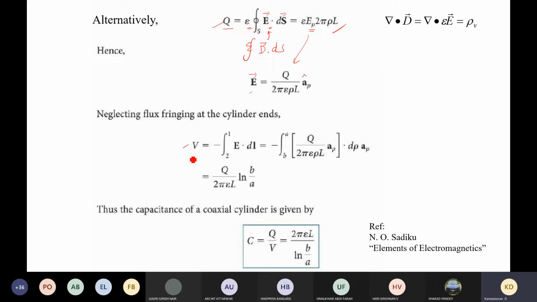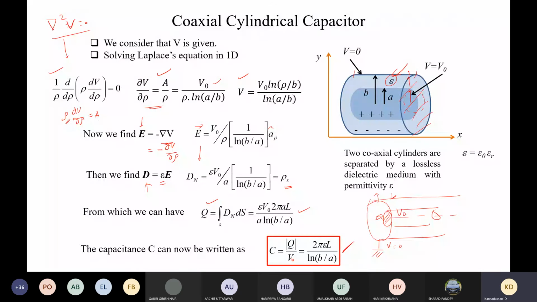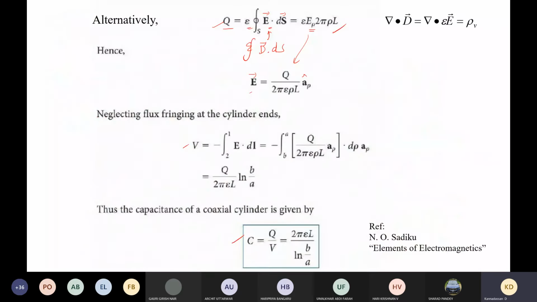Once you know the electric field, you can calculate the voltage. And in this way, when you work out, you will get this expression. So we can work either way. In both ways, you can see that the potential term is the same. So it is up to you to work on this. But this is a boundary value problem, and the other is most probably a Gauss law solution.